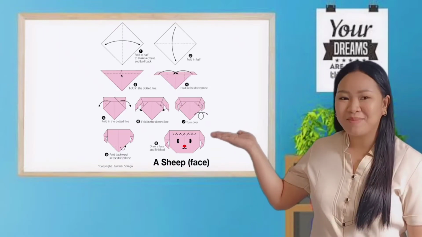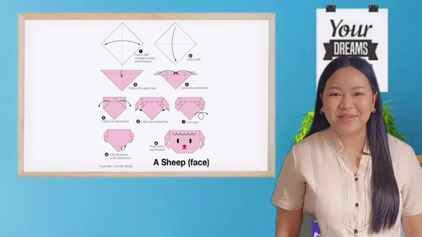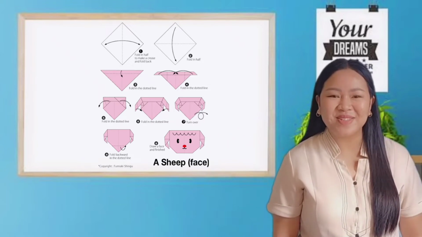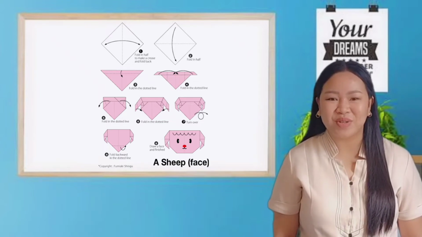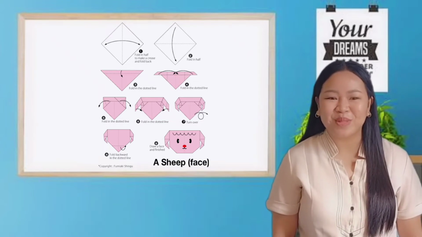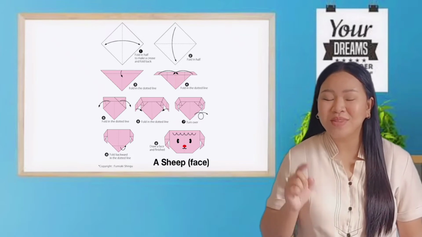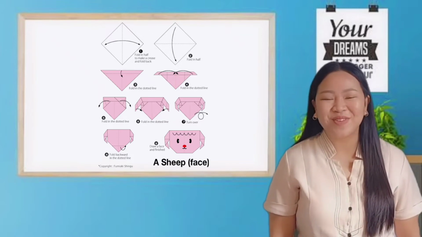This is an example of a diagram. As you can see, it consists of illustrations, lines, arrows, and some have written instructions, which explain the folding process. Just take note that there are different styles of origami diagrams. The question is, do you know how to read origami diagram?